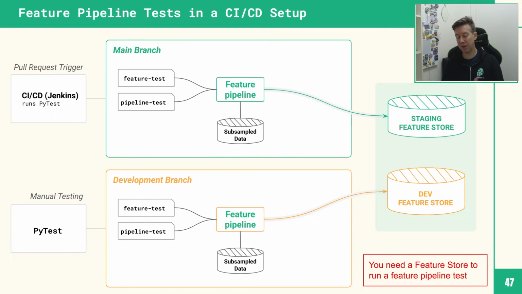Now, this means that you do have to have your program connected to a feature store. The feature store does need to exist. We're not going to mock the feature store. Often you can use unit tests and mock out things. But an integration test is just making sure that the system works end to end.